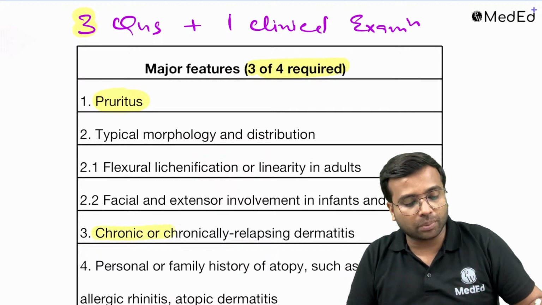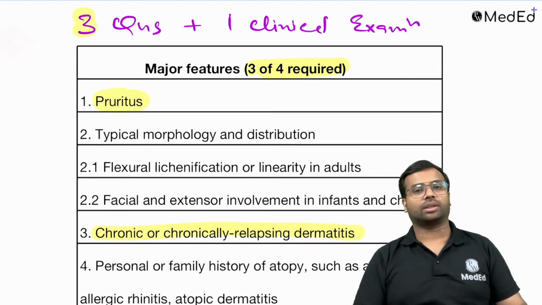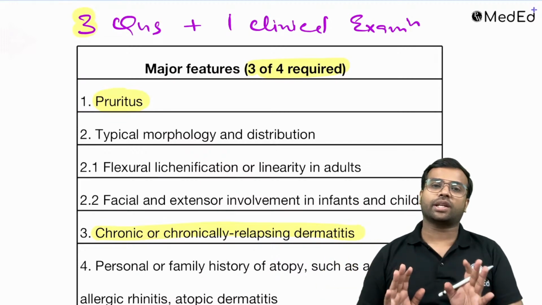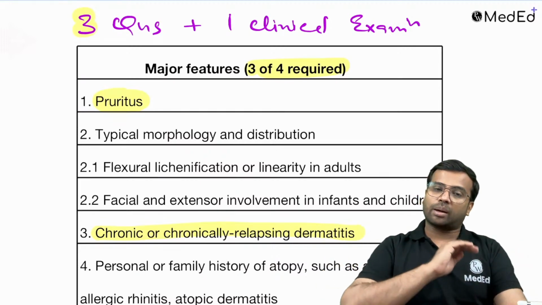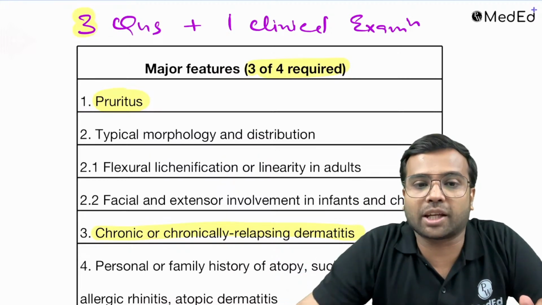Obviously, for this also the patient would say yes, because the patient would say that since my birth or since childhood, I'm having this problem. Any change in environment, I'm getting the skin disease. Sometimes it goes into a flare, sometimes it goes into a remission. So that is the second question.